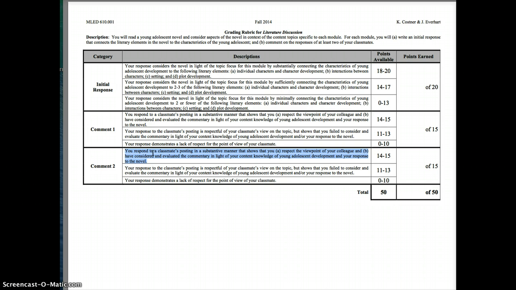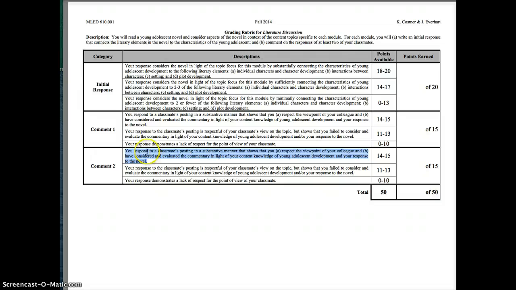And as we mentioned in the last description or narration of the general rubric, for your initial response, you want to try to make sure that you've done the initial response by the first Sunday of each module, and then work on your first and second comments in that second week. That way you have a chance to read everybody's initial response before you develop your comment.